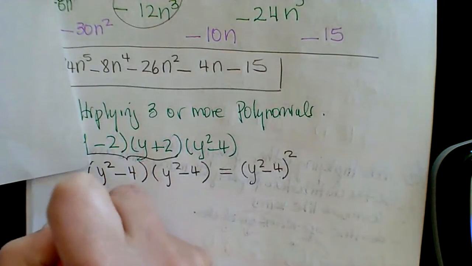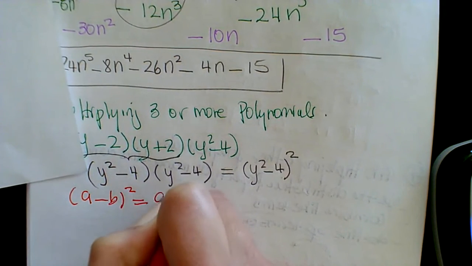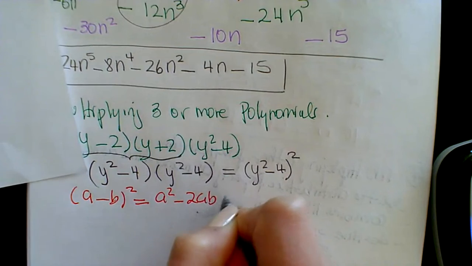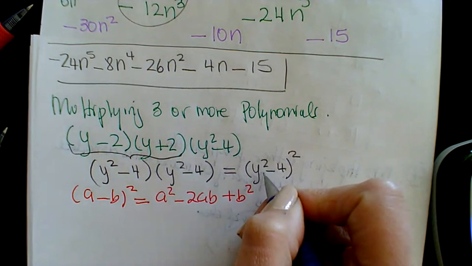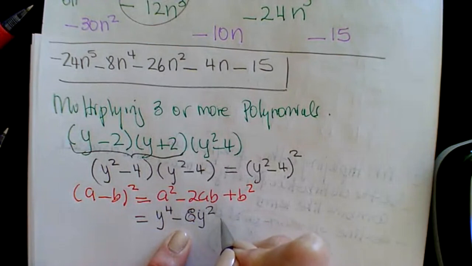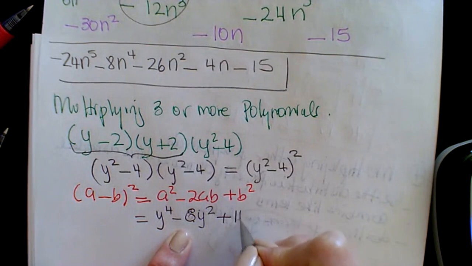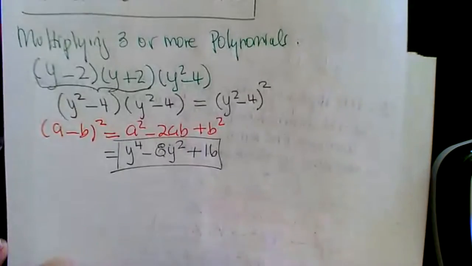This is like we have A minus B squared equals A squared minus 2AB plus B squared. Let's do it that way. So it's going to be y to the fourth minus 2 times A and B. That would be 8y to the second. And the last one will be 4 times 4 will be 16. This will be my answer.